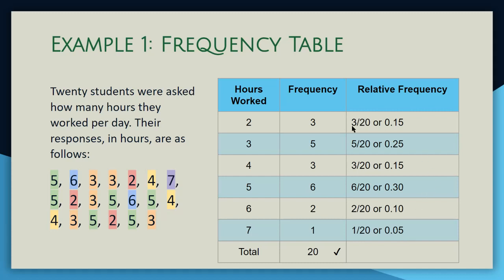I know if I add those fractions, I should get 20 out of 20. That's all of the data in my table. If I add those decimals, they should add up to 1, or 100%. And if you check, that actually does work out here. So we've likely filled out this table correctly. My frequency adds up to the number of students I was told I have. My relative frequencies add up to 1.